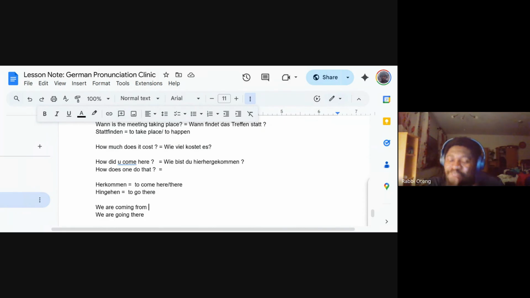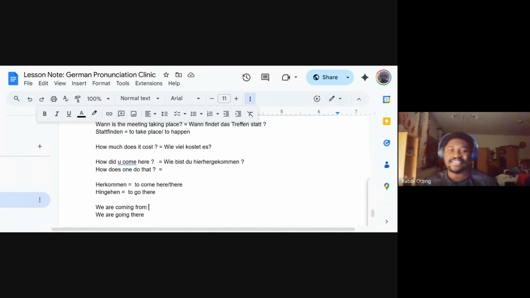The her will go to the wo instead of the kommen, like woher kommst. Wo kommst her doesn't make sense. Yes, woher kommst is, where are you coming from? And wohin gehst is, where are you going towards? Wohin, where are you going to? Then woher, where are you coming from?